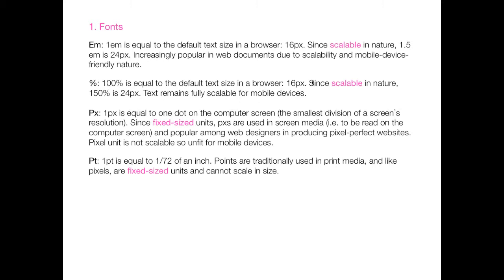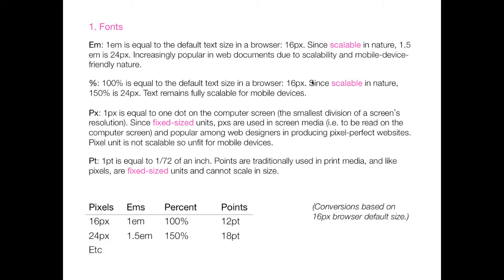1 point is equal to 1/72 of an inch. Points are traditionally used in print media, and like pixels, they are fixed-sized units and cannot scale in size. So if we look at conversions based on a 16-pixel browser default size, 16 pixels is equal to 1 EM, which is equal to 100%, which is equal to 12 points. Obviously, again, based on a 16-pixel browser.